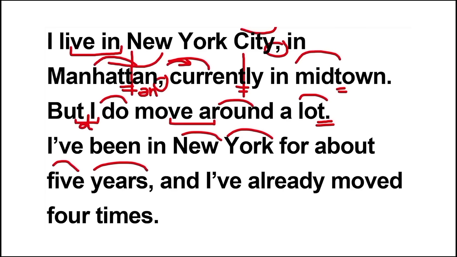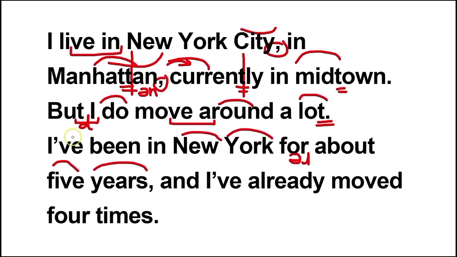So how are the unstressed words pronounced? The contraction I've, the word been, and in. They're all quite quick and linked together. I've been in, I've been in. I've been in New York. And the words for and about 5 years. I notice I'm reducing this to the schwa, for about 5 years. I've been in New York for about 5 years.